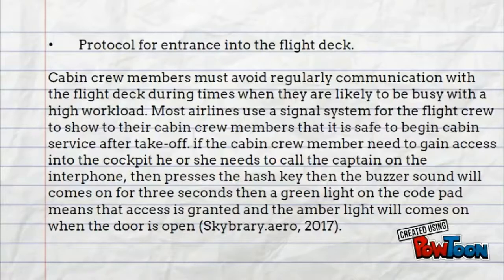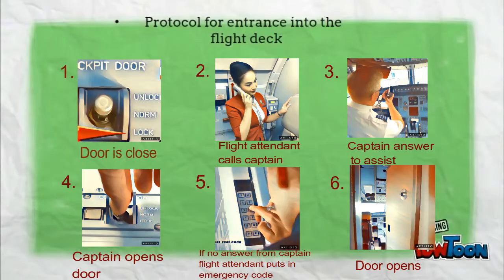If a cabin crew member needs to gain access to the cockpit, he or she needs to call the captain on the interphone, then press the hash key, then the buzzer will sound for 3 seconds, and then a green light on the code pad means that access is granted, and the amber light will come on when the door is open.